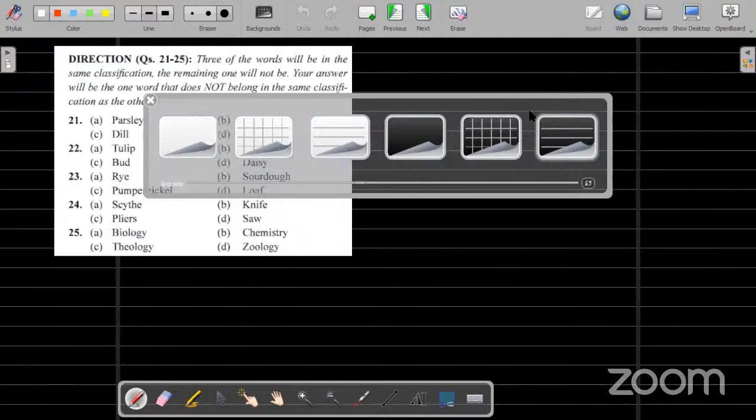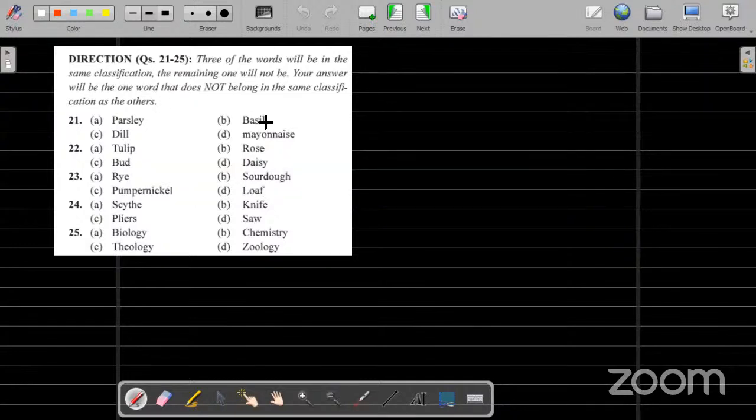Now we are coming to the reasoning kind of questions. Here, read it carefully. 3 of the words will be in the same classification and the remaining one will not be. Your answer will be the one that does not belong to the same classification as the others.